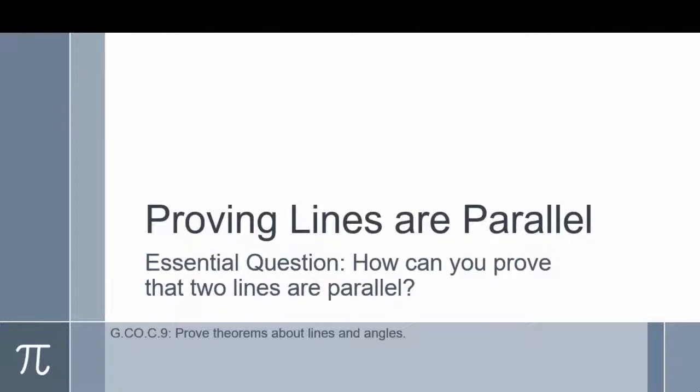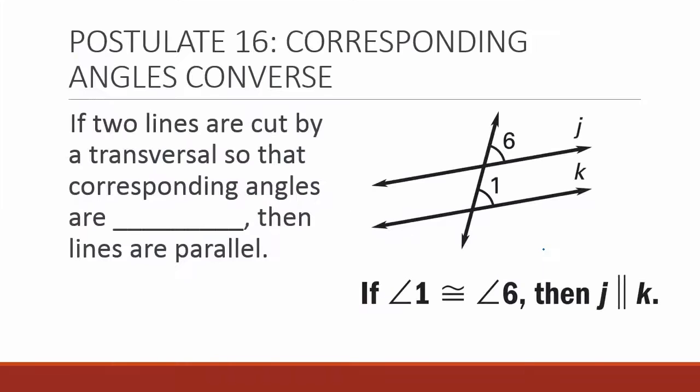In this lesson, we are proving lines are parallel. Our essential question: how can you prove that two lines are parallel? Postulate 16, corresponding angle converse. If two lines are cut by a transversal so that corresponding angles are congruent, then the lines are parallel.